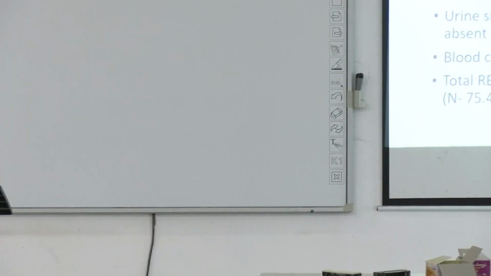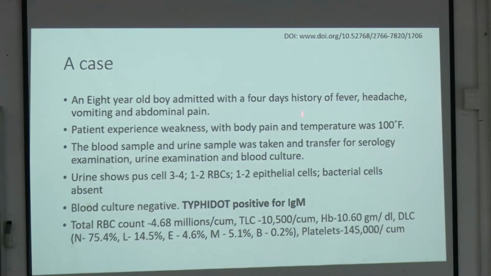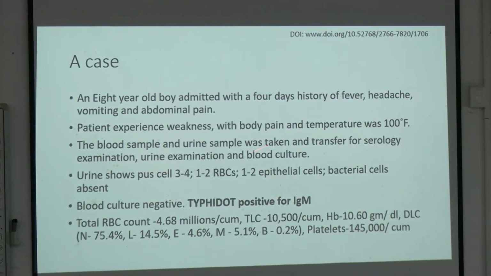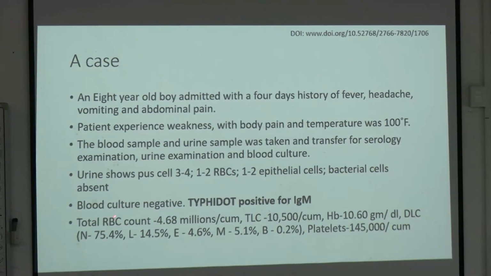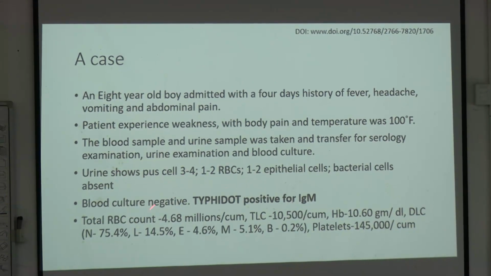Now let us look into another case. In this case, an 8-year-old boy was admitted with a 4 day history of fever, headache, vomiting, and abdominal pain. Along with that, the temperature was raised. The blood and urine samples were taken for culture and serology. The urine showed normal results. Blood culture was negative. However, the typhoid test was positive. What it indicates is the presence of enteric fever.